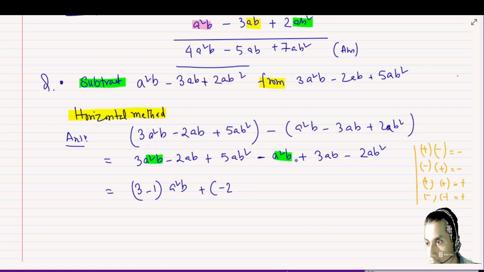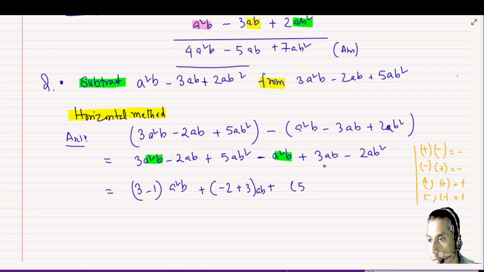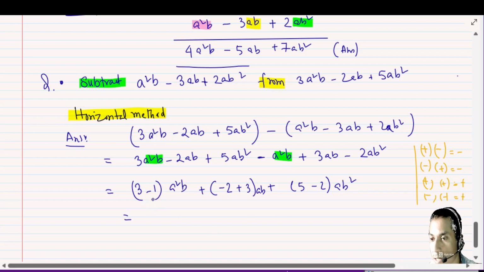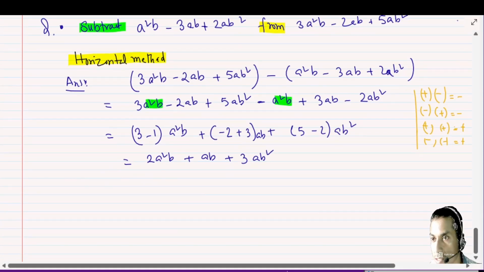Minus 2 and ab is what? Plus 3. Clear? And next is 5ab square, so it will be 5, and ab square is how much? Minus 2 ab square. Clear? Then what will be the right answer? That is 2 a square b, and here it will be minus 2 plus 3, which is 1 ab, plus 1, and 5 minus 2 plus 3 ab square. Clear? So this is the horizontal method.